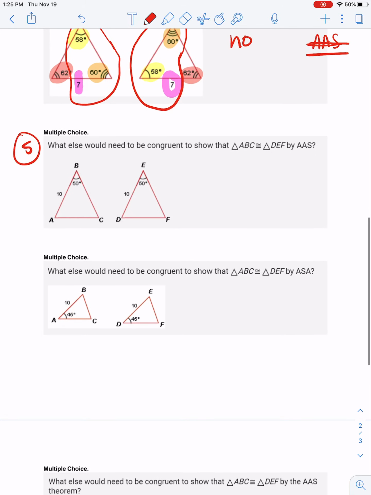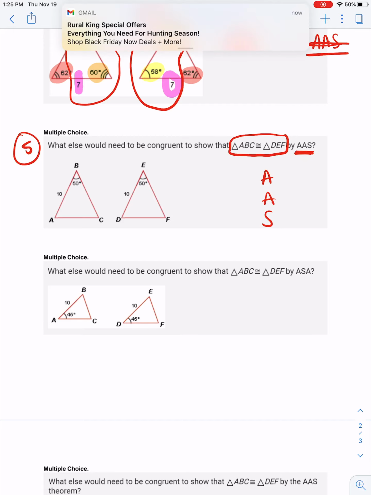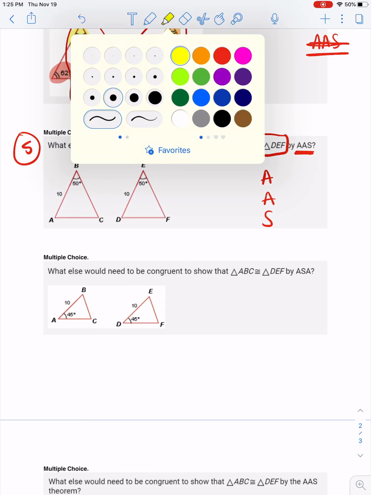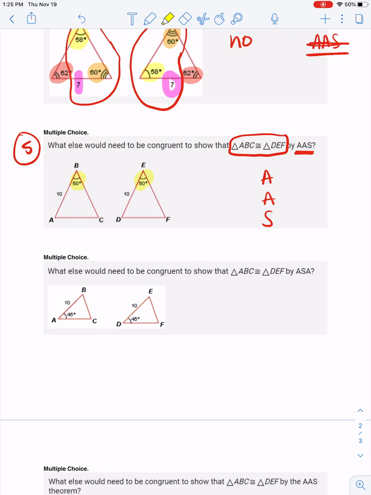All right, number 5. So we're going to switch to some multiple choice. Now this one says, what else would need to be congruent to show that the two triangles are congruent? So show that triangle ABC is congruent to triangle DEF by angle, angle, side. So I'm going to write this out. If we're showing something is congruent by angle, angle, side, we need 2 angles in our triangle and then a side on the outside, okay? So if I do my highlighting, I have one pair of angles, and then I need another pair of angles. So I could either say this one, or I could say this one.